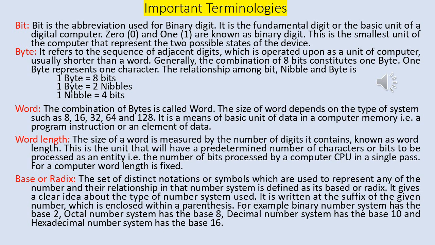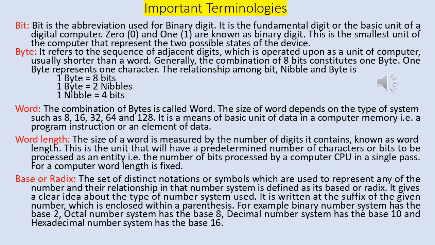Before knowing more about number system, we must have a clear idea about some important terms like bit, byte, word, word length and base. First we will discuss bit. Bit is the abbreviation used for binary digit. It is the fundamental digit or the basic unit of a digital computer. 0 and 1 are known as binary digits. This is the smallest unit of the computer that represents the two possible states of the device.